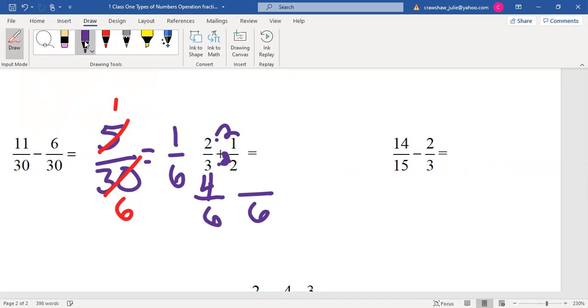Now, 1/2 needs to have a denominator of 6. If I multiply 2 times 3, I get 6. So therefore, I have to multiply the top number by 3 also.